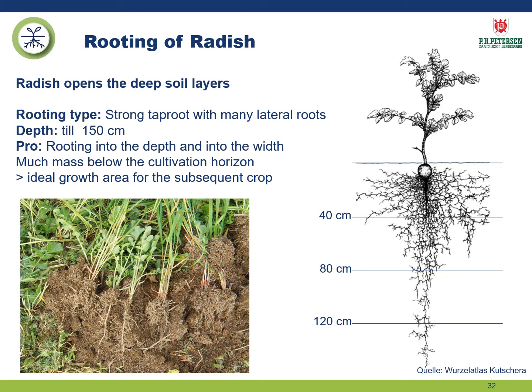Here we have some examples. The rooting of radish. Radish opens the deep soil layers. We have from rooting type a strong taproot with many lateral roots. The rooting depth is till 150 centimeters. We have rooting into the depth and into the width. Much mass below the cultivation horizon and ideal growing area for the subsequent crop.